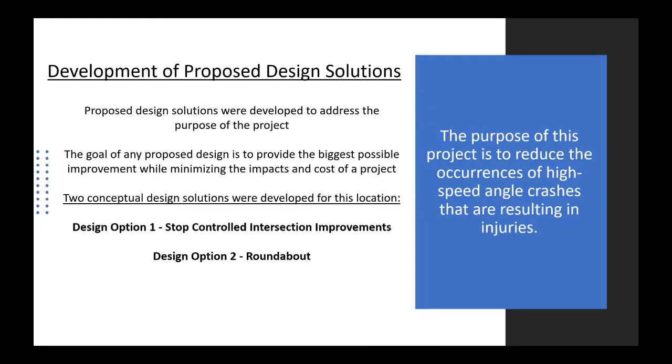Proposed design solutions are developed to address the purpose of the project. The purpose of this project is to reduce the occurrences of high-speed angle crashes that are resulting in injuries. The goal of any proposed design is to provide the biggest possible improvement while minimizing the impacts and cost of a project. 2 conceptual designs were developed for this location. Design option 1 involves intersection improvements to the existing stop-controlled layout, and design option 2 involves the construction of a modern roundabout.